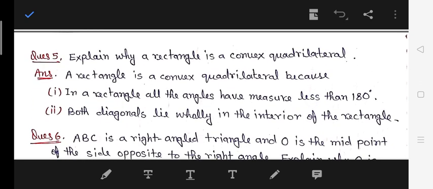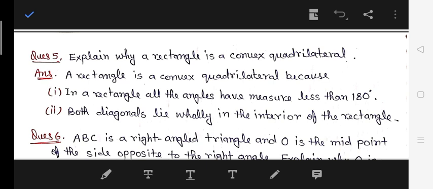Now question number five. Explain why a rectangle is a convex quadrilateral. So students, I had given the definition of convex and concave quadrilaterals in the previous video. A convex quadrilateral is a quadrilateral in which each interior angle is less than 180 degrees and whose diagonals, if you draw them, will be interior. So here, in the rectangle all the angles are 90 degrees, it means all the angles are less than 180 degrees.